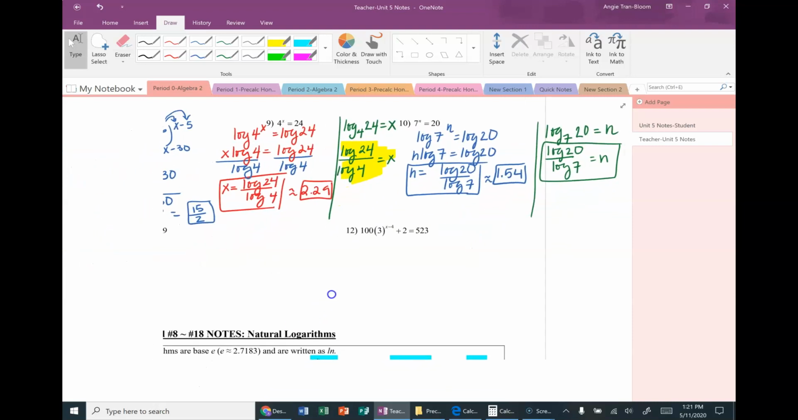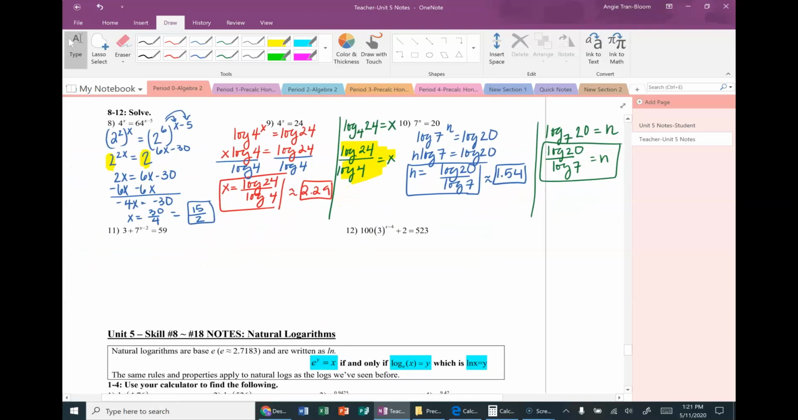So those ones are easy. You can use either method. We have 2 more examples. Number 11. First, you have to subtract the 3 to the other side. So minus 3, minus 3. So 7 to the x minus 2 equals 56.